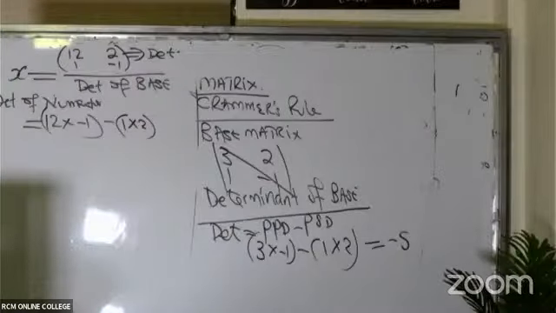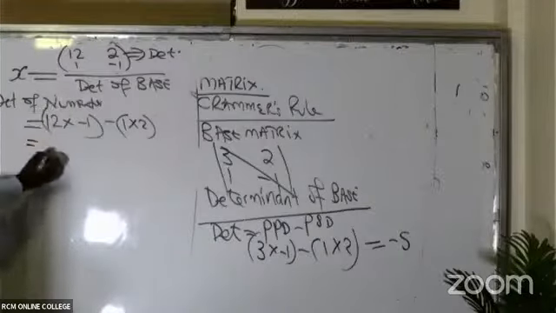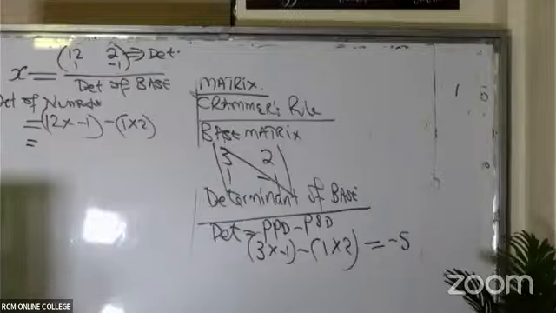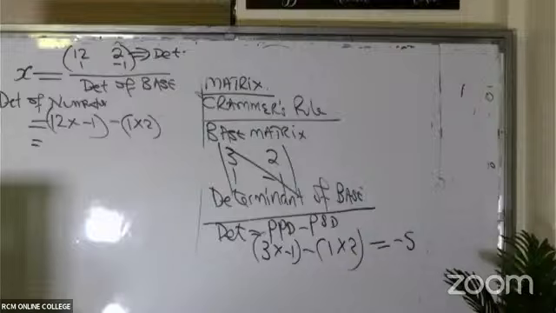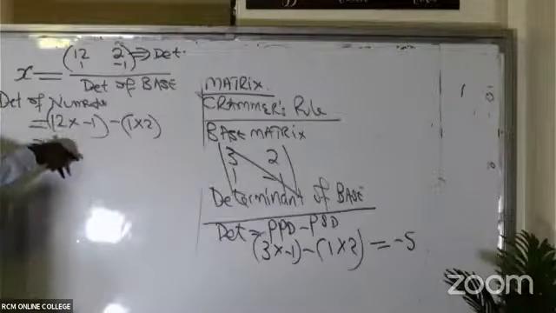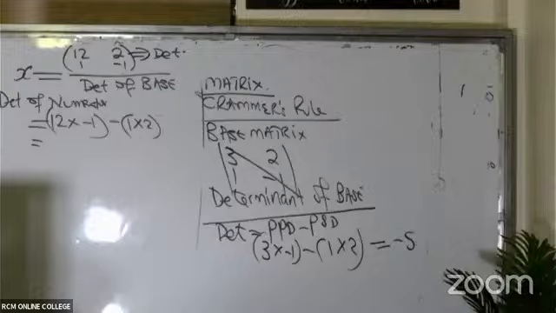So for the determinant of the numerator, is there somebody who is able to give it to us using your calculator directly? You say open brackets, 12 times minus 1, close, minus 1 times 2. What figure are we getting here? Negative 14. Is it negative 14? They are giving me a figure of negative 14.